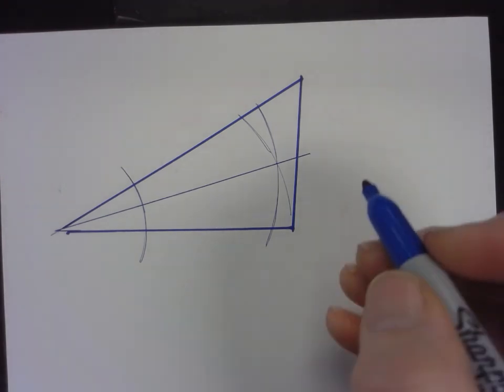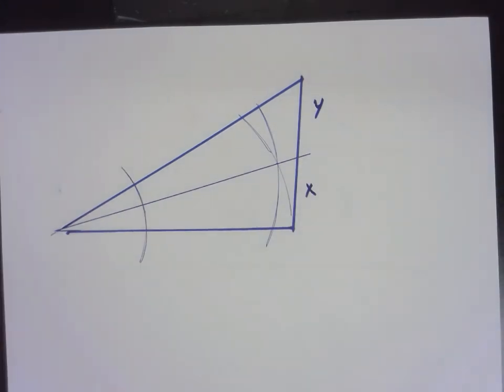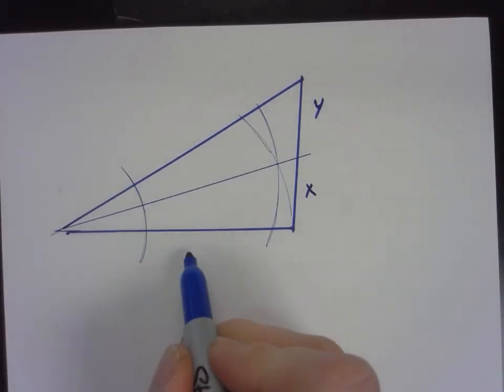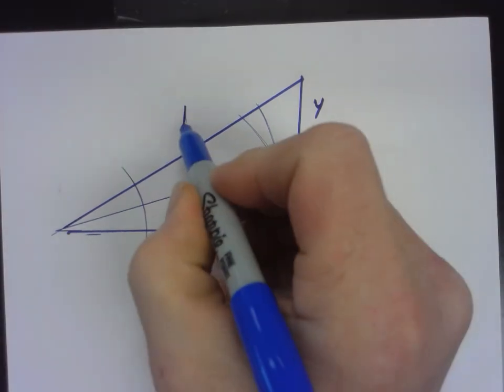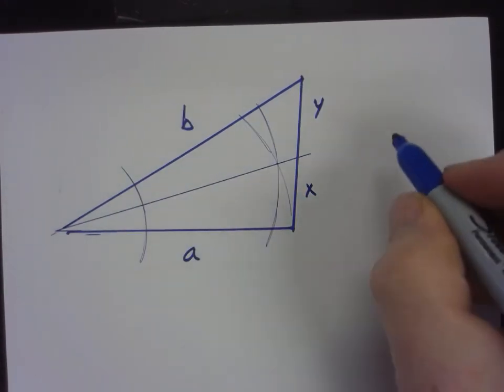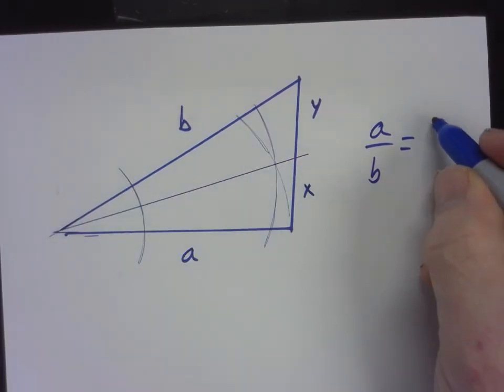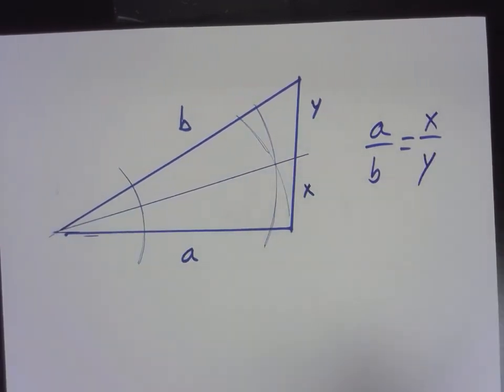Okay, so I just want you to notice something. I'll call this one X. It's a little shorter than Y, isn't it? Well, look down here at side A compared to side B. Is side A a little shorter? Well, it's not just a little shorter. It's actually exactly proportional. So the length of these two sides, A over B, is going to be the exact same ratio as X over Y. Cool, right? So that's the angle bisector theorem.